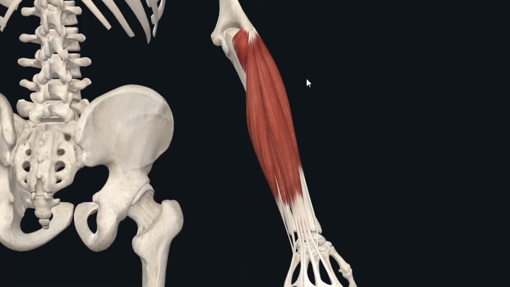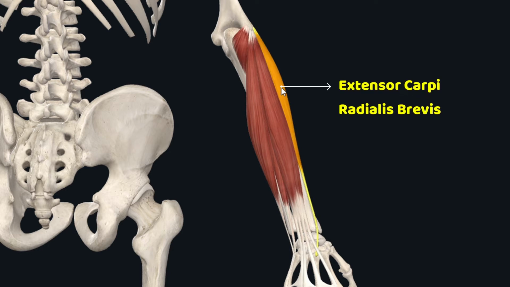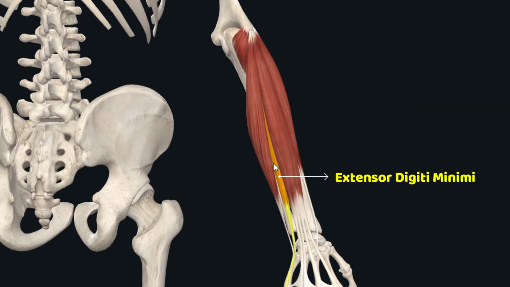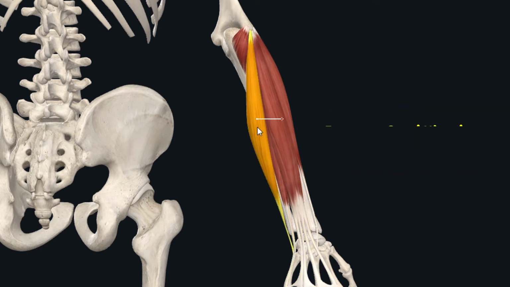So there are 5 superficial muscles in the posterior compartment of the forearm, and these are extensor carpi radialis brevis, extensor digitorum, extensor digiti minimi, extensor carpi ulnaris, and the Anconeus muscle. These muscles lie superficially in the posterior compartment of the forearm, and they have two things in common.